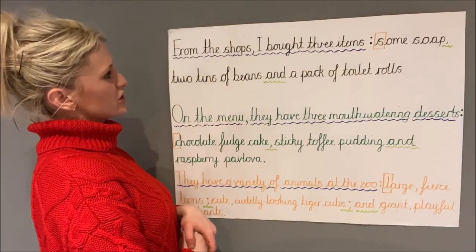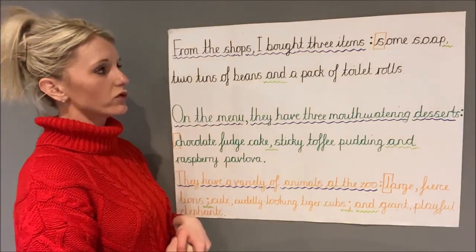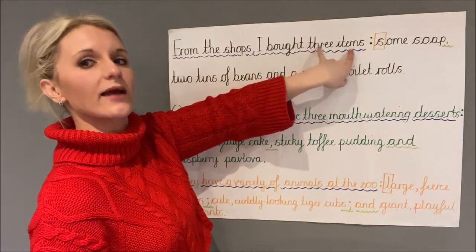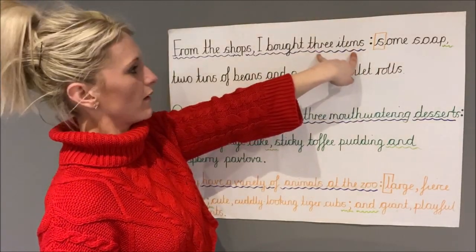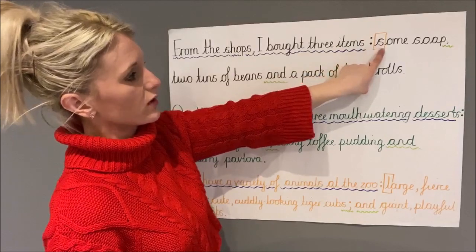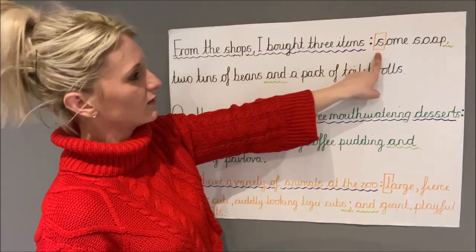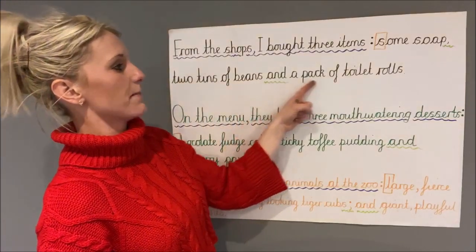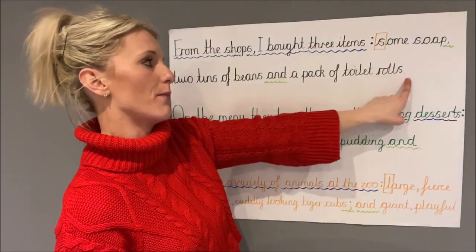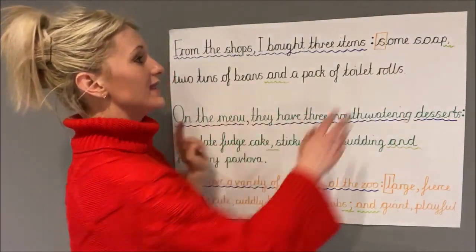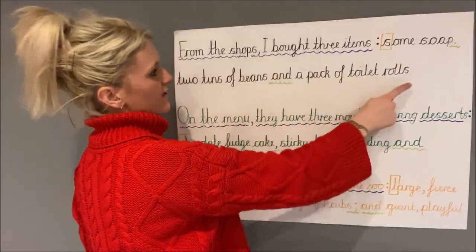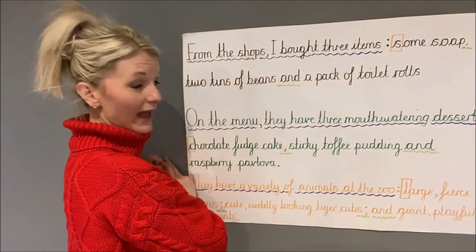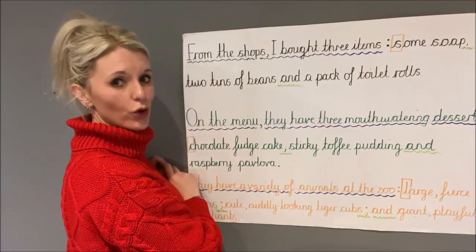So I've changed it to, from the shops I bought, and I changed the items in my list. I summarised them by saying 3 items. Okay, I've placed my colon and I've got a lowercase letter to say some soap, comma, 2 tins of beans and a pack of toilet rolls, full stop. Okay, so your list should look like this. Your bit before the colon might look slightly different. Okay, but make sure that it makes sense on its own.